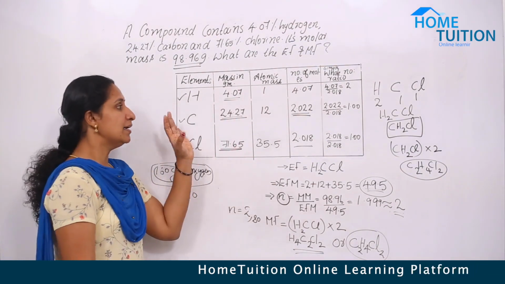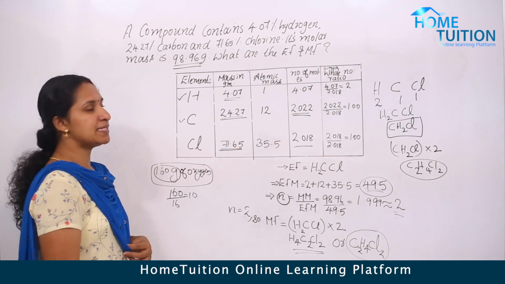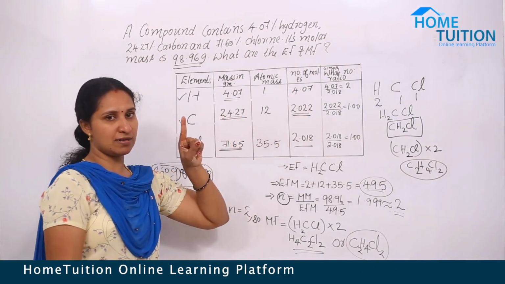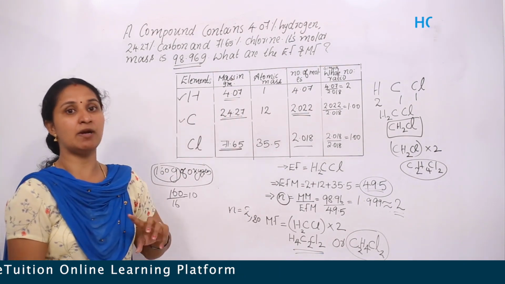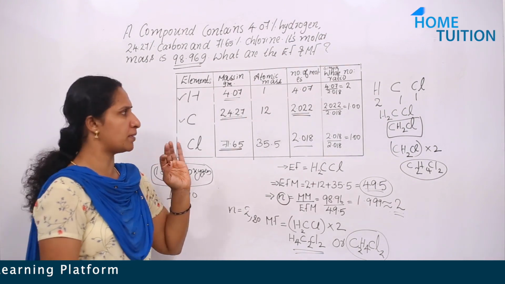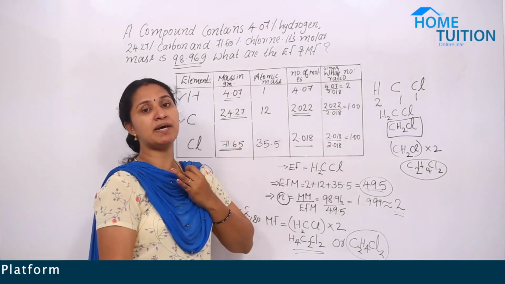I think it's clear. The table is important. Elements, then mass in gram, atomic mass, number of moles. How do we find the number of moles? Yes, given mass divided by gram atomic mass, or given mass by atomic mass. And next one, simple whole number ratio.